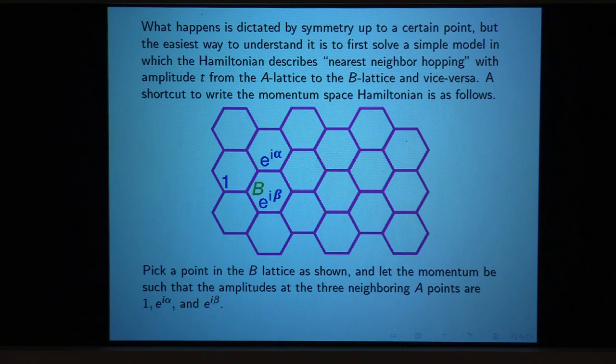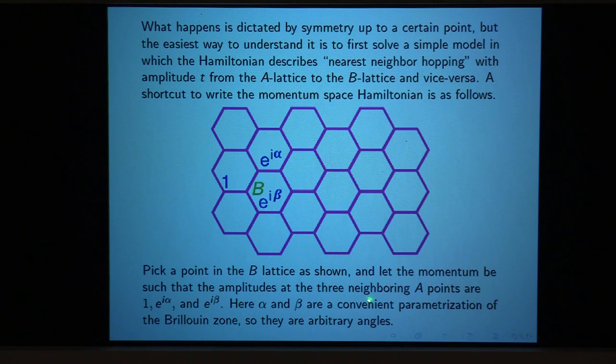So I've specified a plane wave by picking alpha and beta. And now we can write down nearest neighbor hopping from the A lattice to the B site, which is right here, which is that the amplitude will be 1, e to the i alpha, or e to the i beta, times the amplitude t. Okay, sorry, I already said this, but alpha and beta are a convenient parameterization of the Brillouin zone, so they're arbitrary angles, and they give a good parameterization of all the possible plane waves.